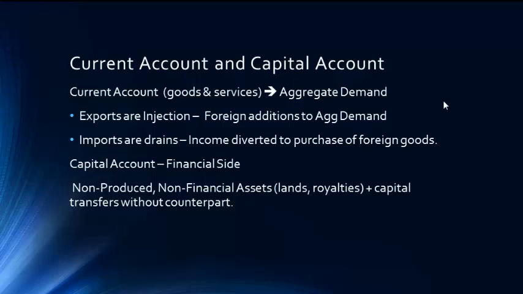So the current account is of goods and services, and that goes into aggregate demand. If we export something, that represents an aggregate demand from the outside for our goods, so it adds to the aggregate demand for domestic goods. Imports is money that domestic people spend on outside goods. So this is income which could have been part of the aggregate demand, but actually is diverted. So exports are injections into the aggregate demand and imports are drains.